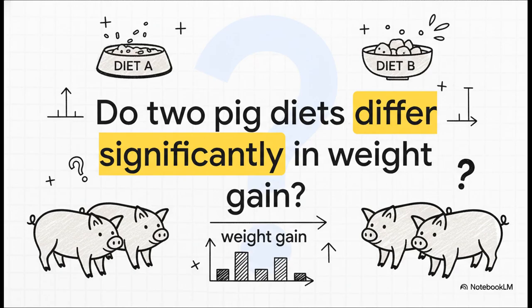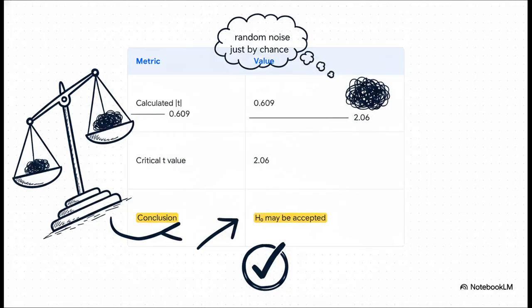What we want to know is, is one diet actually better than the other for weight gain? Is there a real difference in the average weight gain between these two? And the verdict is in.